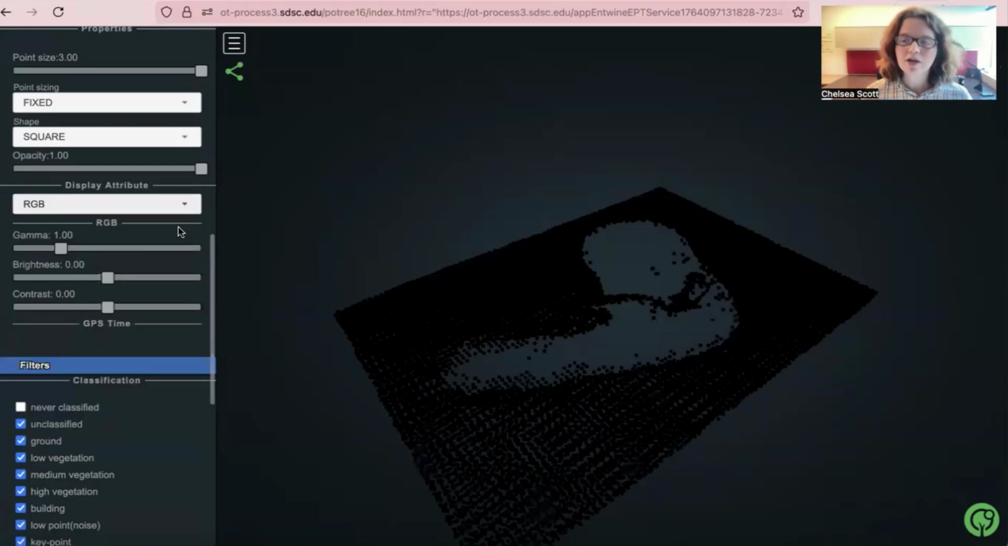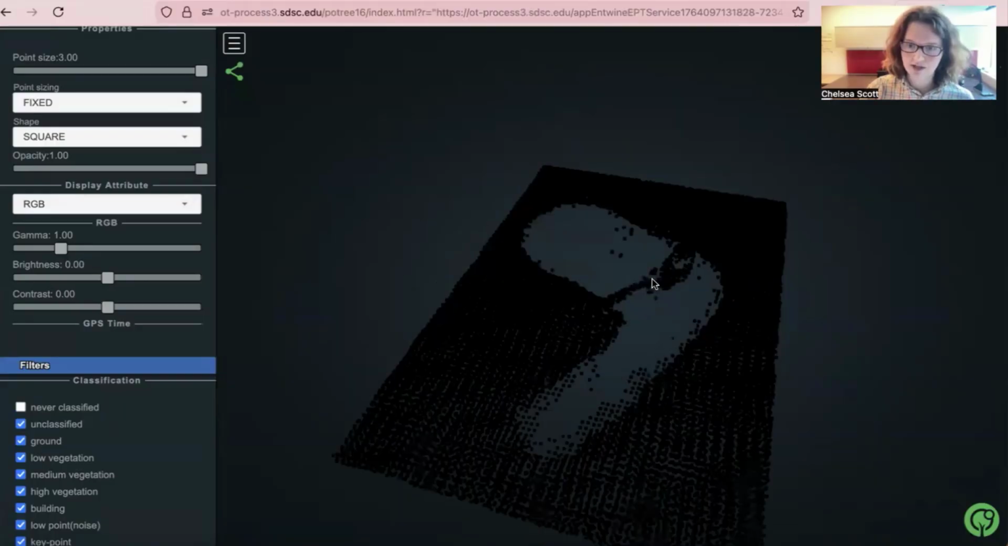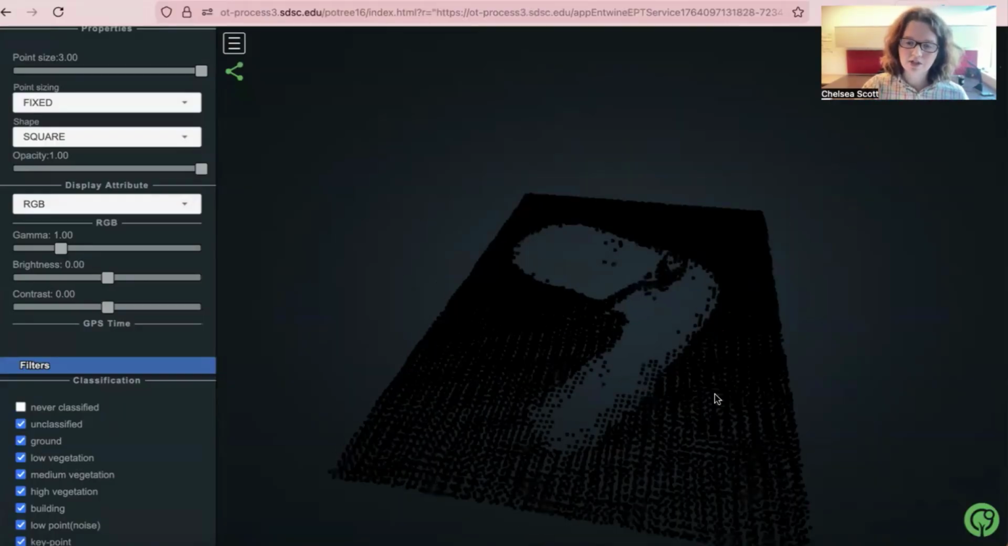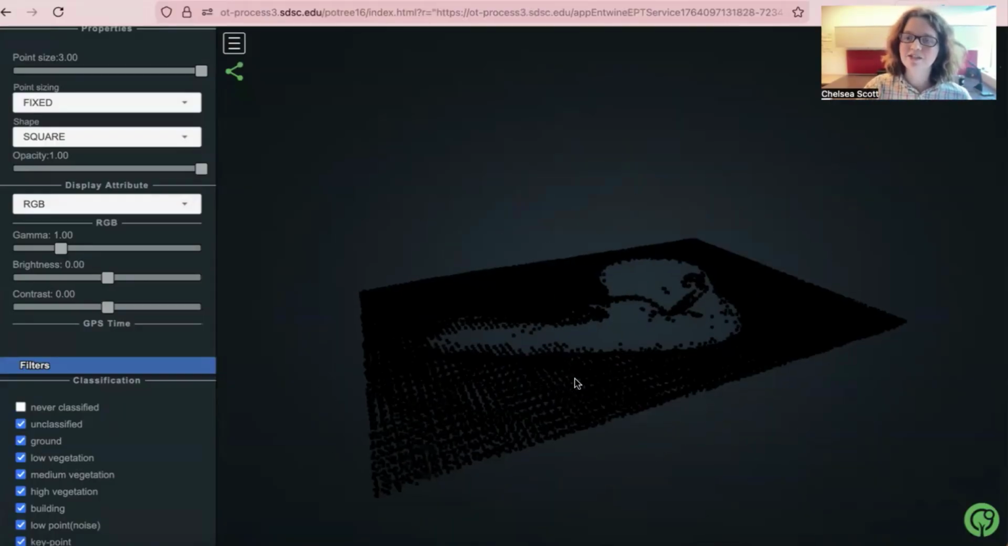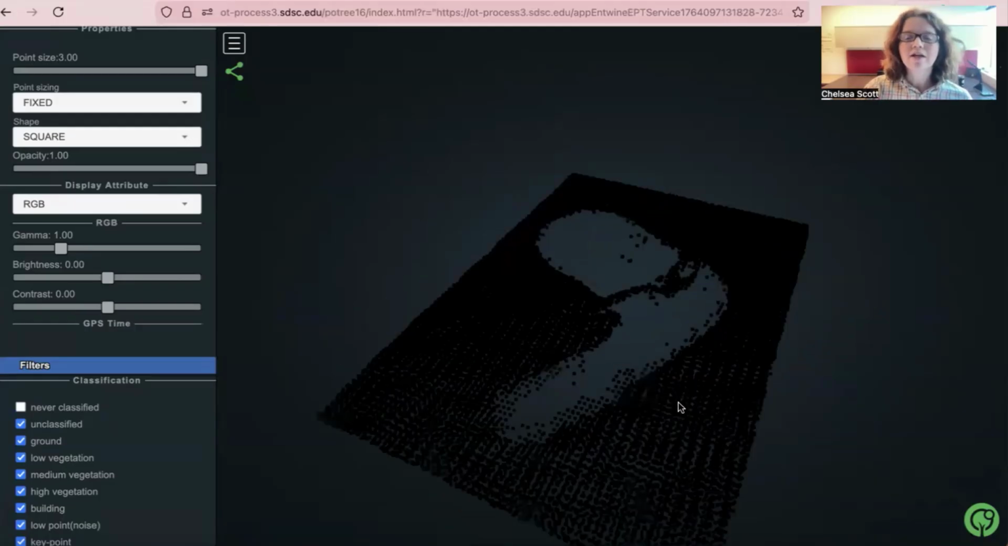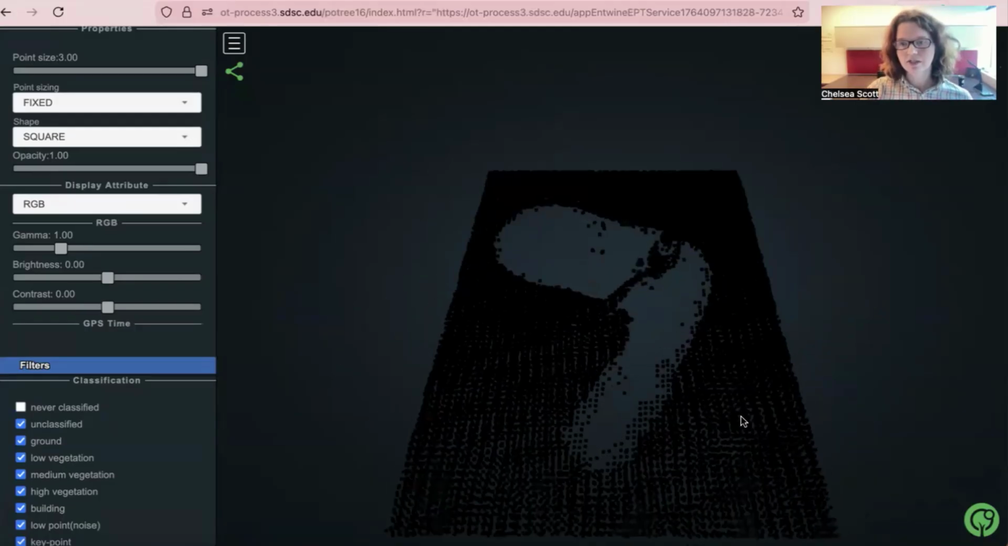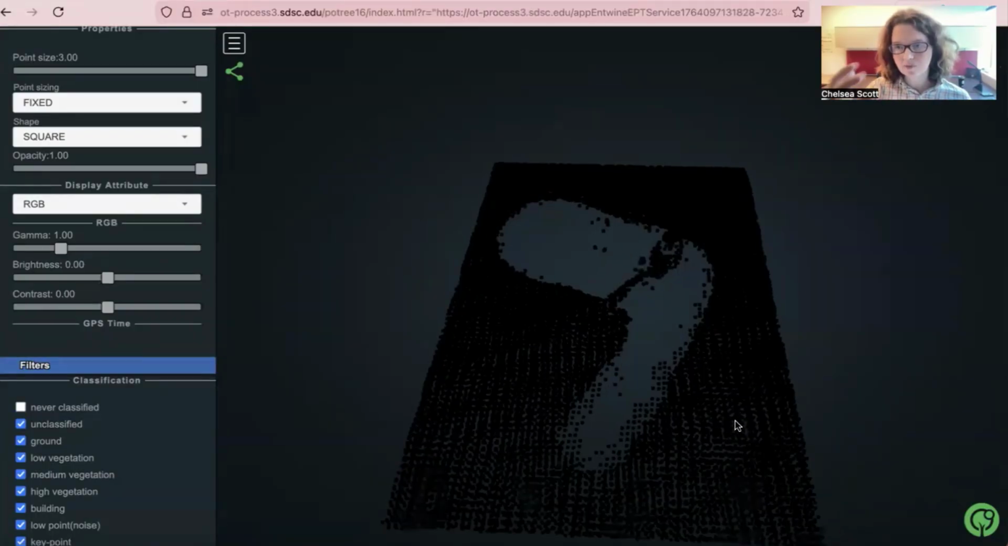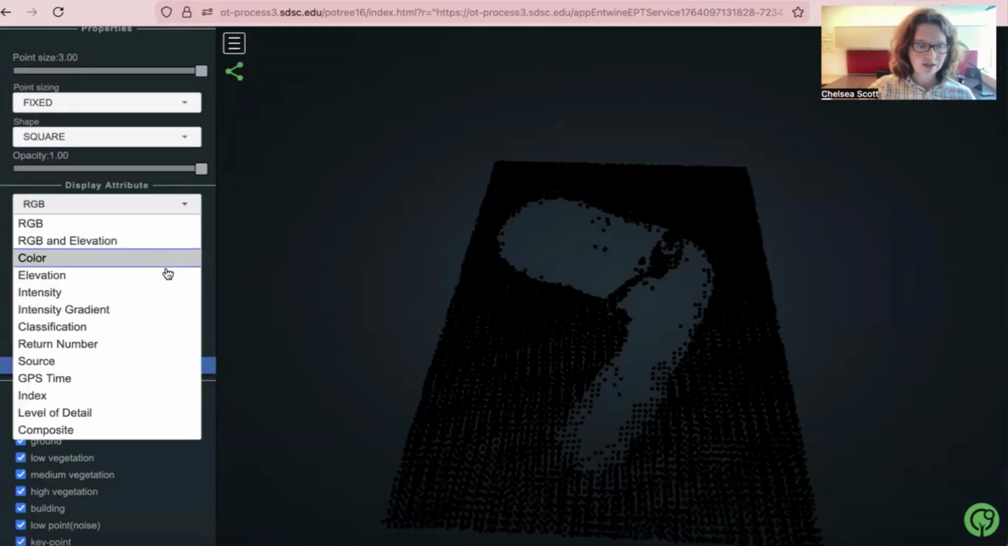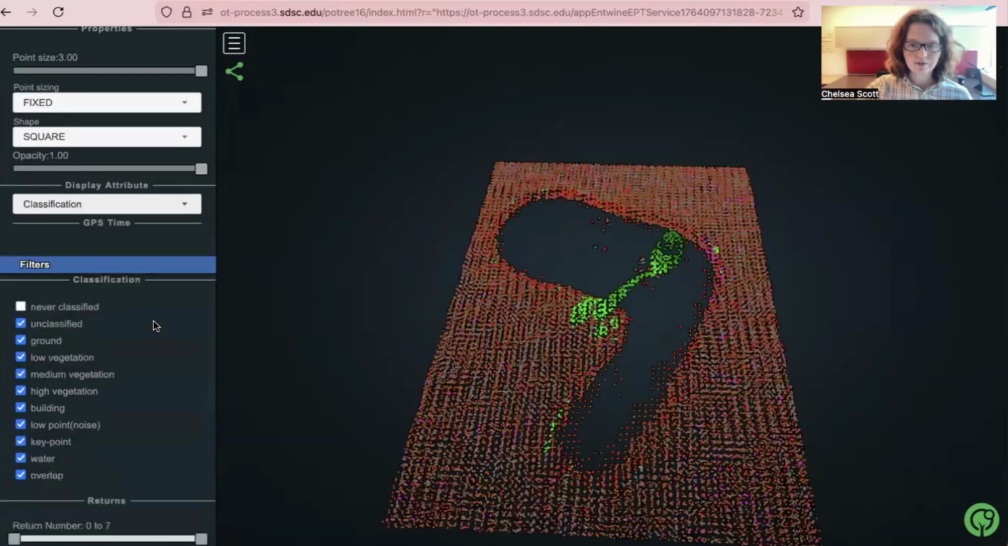RGB. There is no color, so we cannot see that red cherry on top, and it is quite standard that a LiDAR dataset does not have color. If it does have color, it was collected with a camera that is separate from the standard LiDAR, typically near-infrared sensor. Let's see, classification.